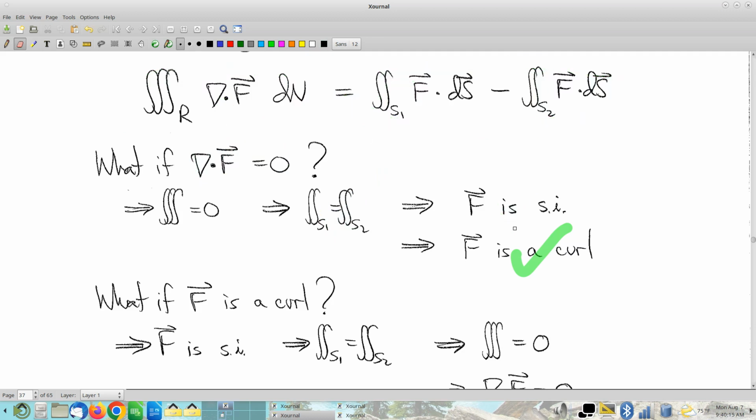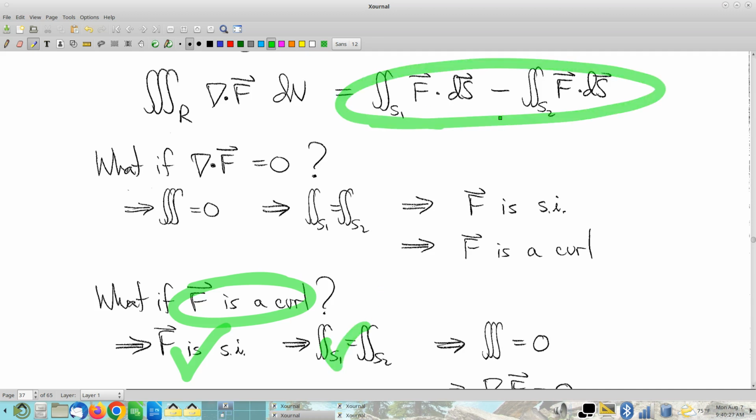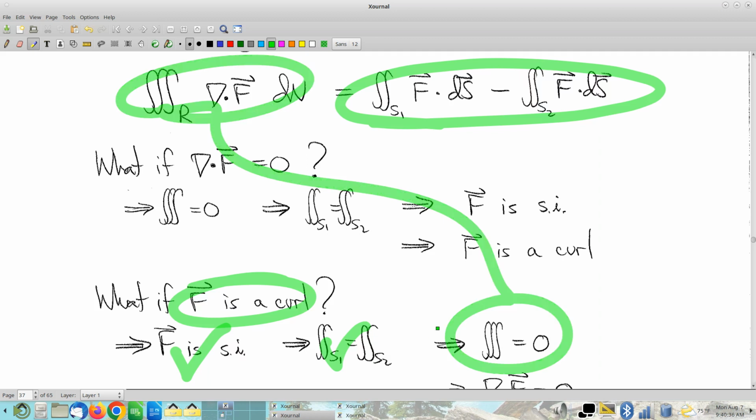Okay, and then turning it all around, everything still works. Suppose you have a curl. Hypothetically, if a vector field is a curl, we know it's surface independent. If it's surface independent, that means that these two integrals are equal. That means that difference is 0. That means the right-hand side of the equation is 0. That means that the left-hand side of the equation must be 0.